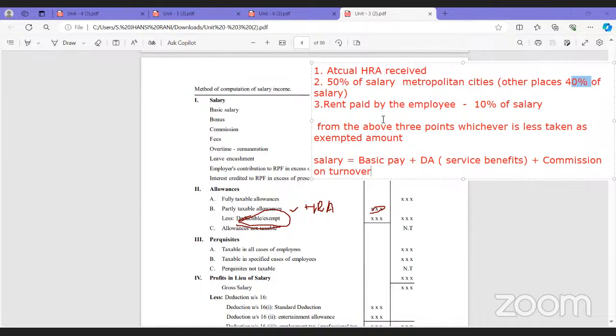Now, out of these three points, whichever is less, that we will provide here as the HRA exemption, and the remaining will be kept in the amount column as taxable amount.